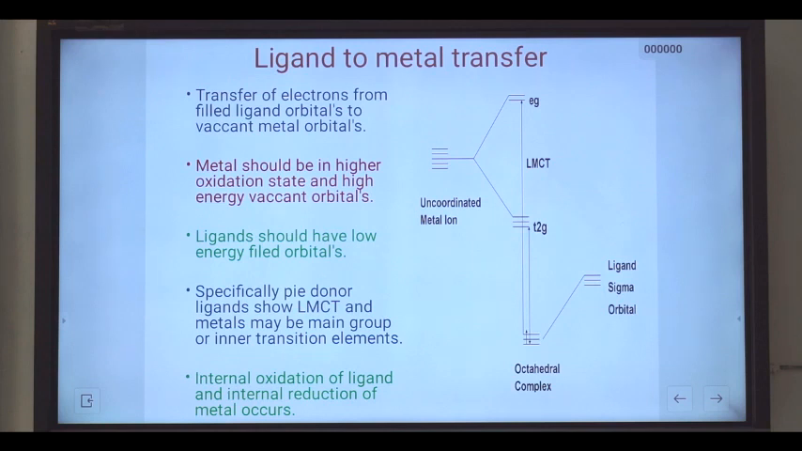transition elements. So the metal can be any, either from the main group elements or from the inner transition elements. So the internal oxidation of the ligand and internal reduction of the metal occurs. In the previous slide I already told that charge transfer transitions are redox kind of transitions. Redox means oxidation as well as reduction. So that is why it is written here: internal oxidation of ligand and internal reduction of metal occurs.